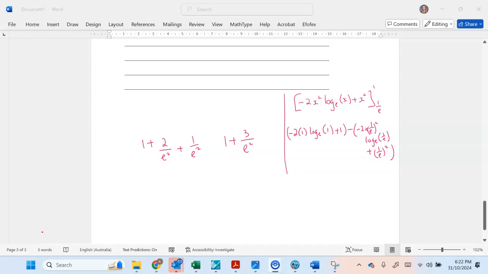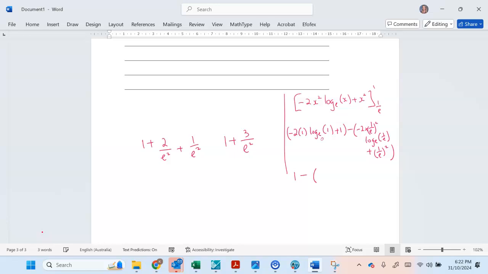All right, so when you've got a log of 1, that's just 0. It will always be 0 no matter what your base is. So that's going to be 0 plus 1, so that's just going to end up with a 1. Just making sure that's correct. Then moving on to the other one.